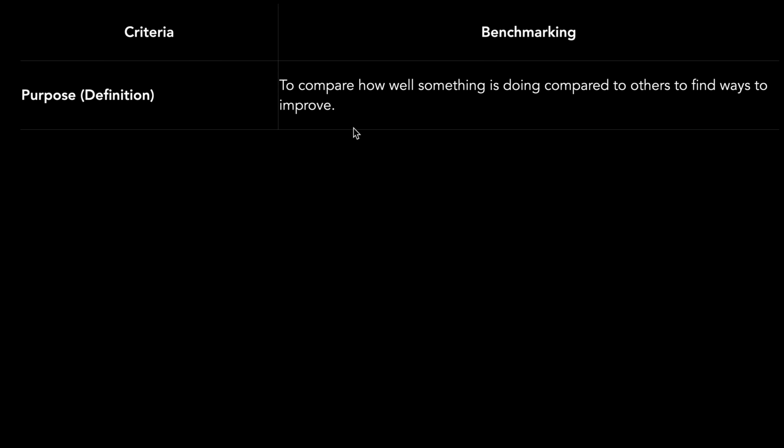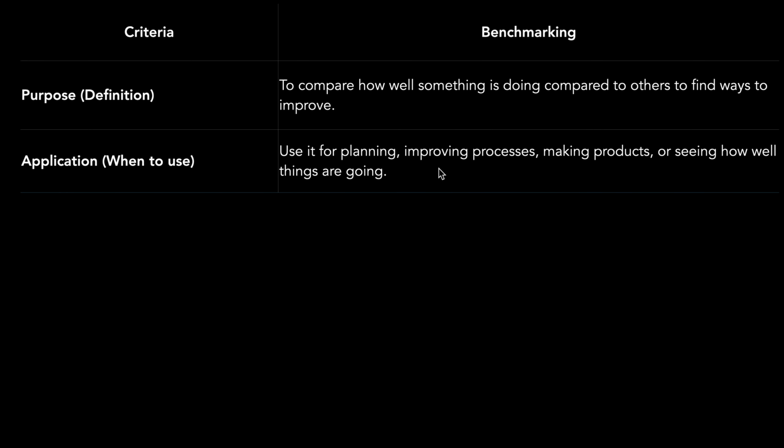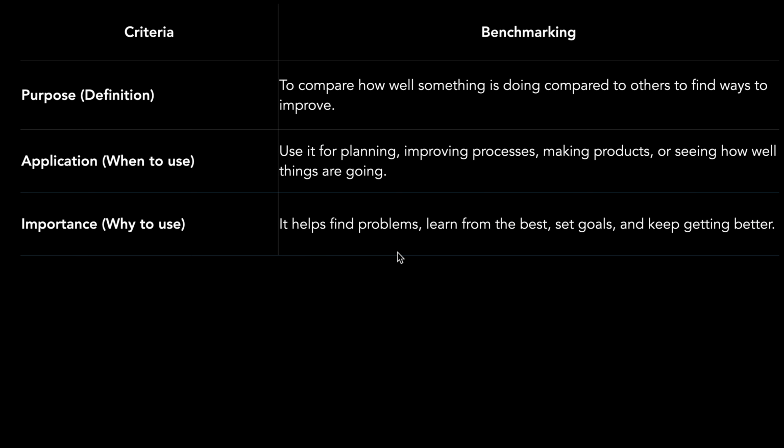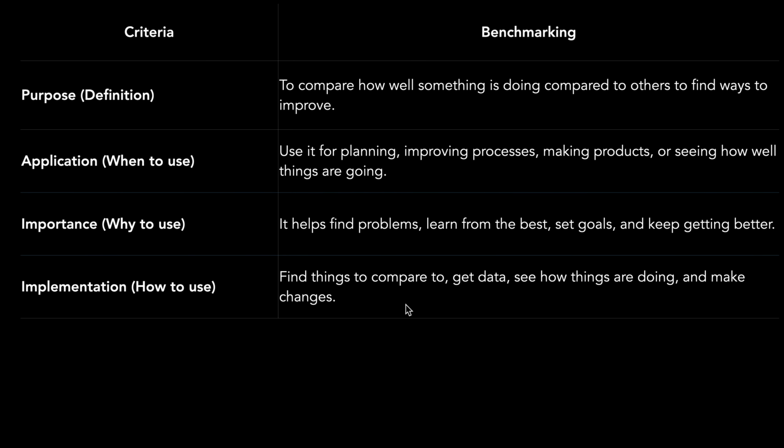So purpose: to compare how well something is doing compared to others to find ways to improve. When to use it: for planning improvement processes, making products, or seeing how well things are going. Why to use it: it helps find problems, learn from the best, set goals, and keep getting better. How to use it: find things to compare to, get the data, see how things are doing, and make changes.